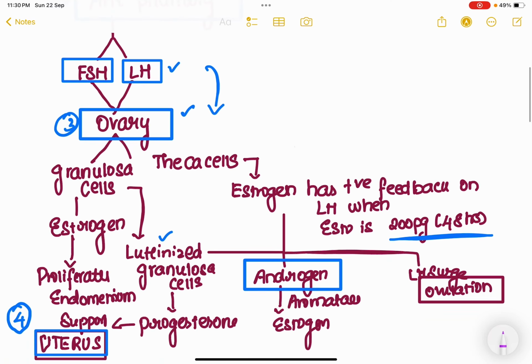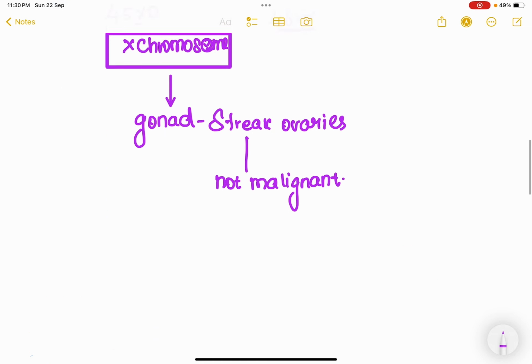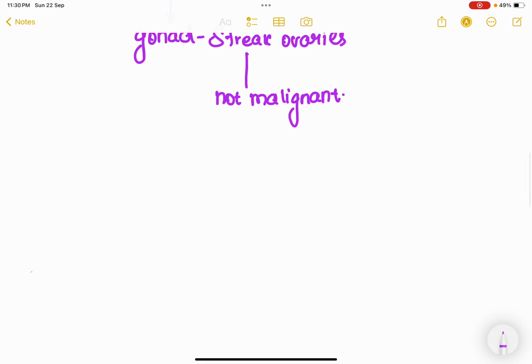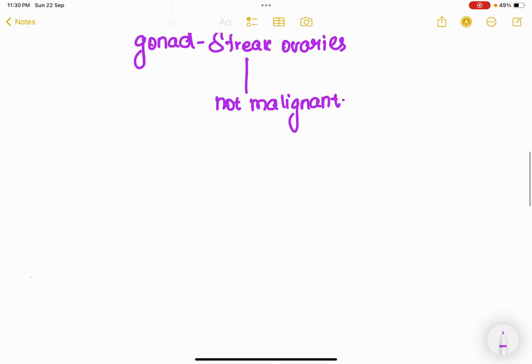The major problem here is about the ovary. Turner syndrome is all about the ovary and the uterus, so it involves the ovary plus the uterus. I'll discuss that. We have learned that the gonad is a streak ovary, and the streak ovary is not malignant at all. So we have discussed the gonad. Now let's see what is going to happen.